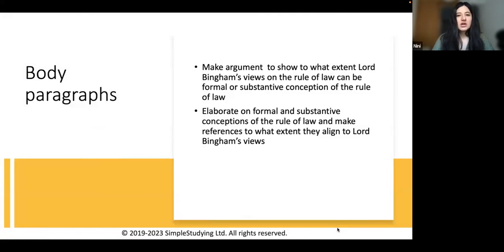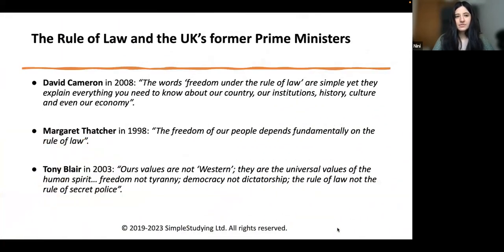Body paragraphs. In the body paragraphs, you need to make arguments to show to what extent Lord Bingham's views of the rule of law can be formal or substantive. Make arguments on both sides. Your arguments must be supported by academic commentary and case law. I'd start by elaborating a little bit more on what the rule of law is.